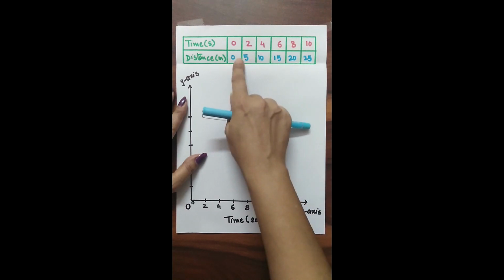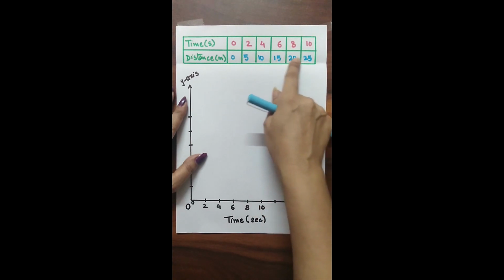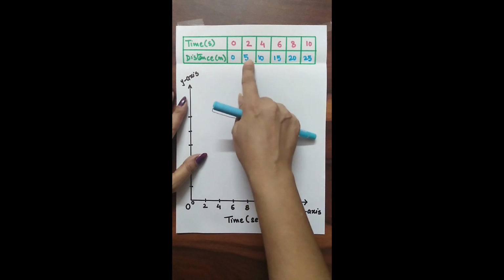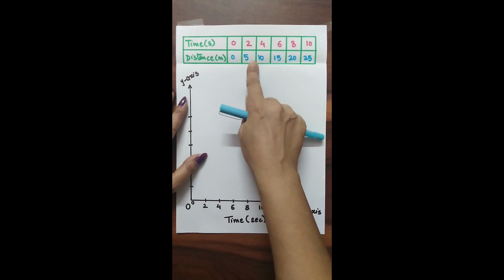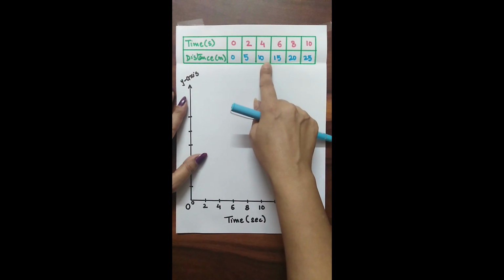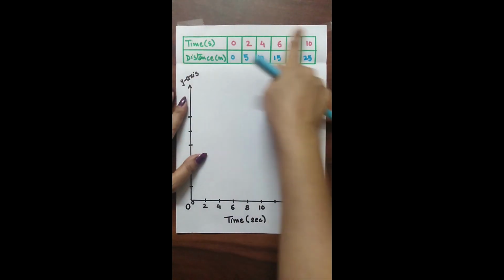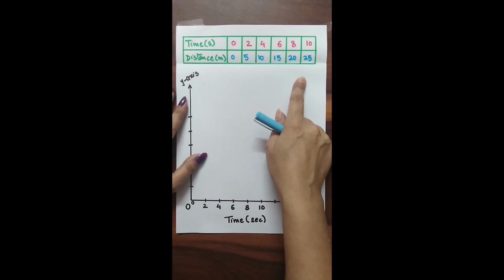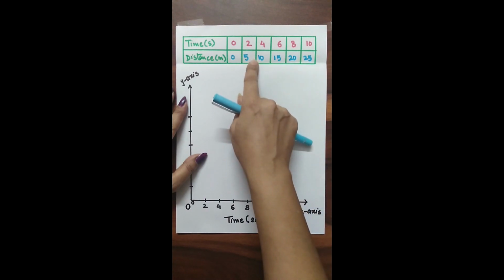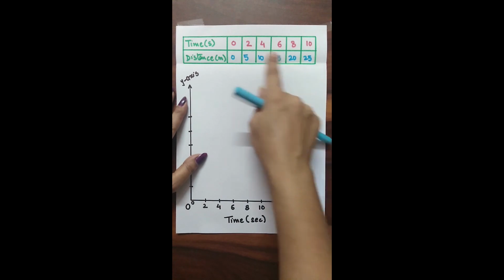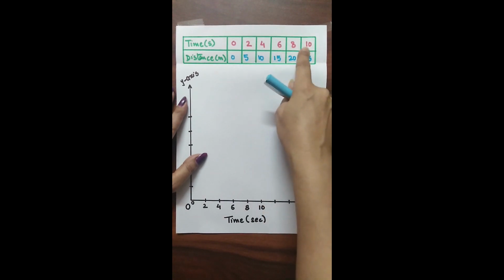If you again now try to calculate the interval between all the distances, from 0 to 5, 5 meters, 5 to 10, 5 meters, 10 to 15, 5 meters, 5 meters here also and here also. So you find that the object for which this particular data has been given is covering an equal distance of 5 meters every time in a span of 2 seconds.